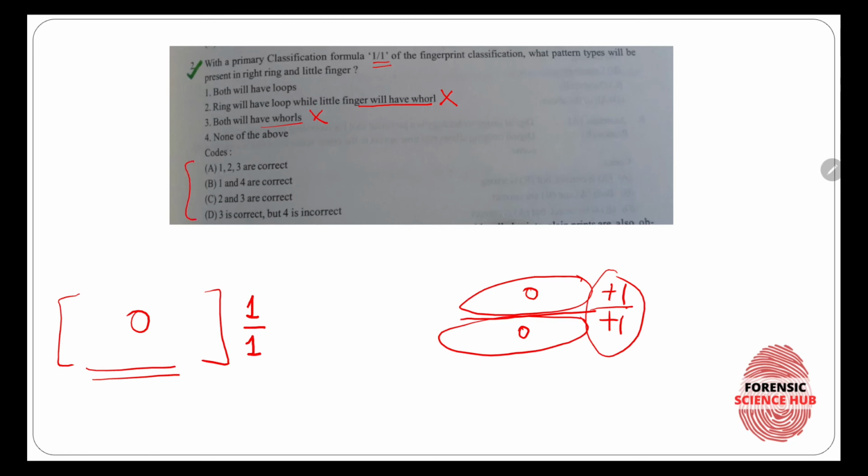Now let's have a look at the codes. Now just simply cross the ones that are having 2 and 3 in it. So 2 and 3 is here, so that means A won't be the answer. Then here also we have 2 and 3, this also wouldn't be the answer. Then in D we have 3, but 3 cannot be the right answer. That means B is the correct option.